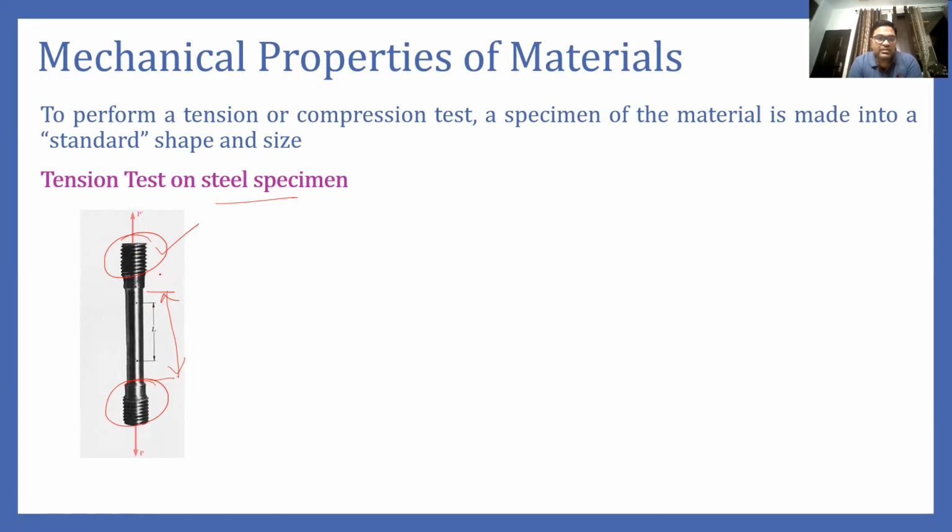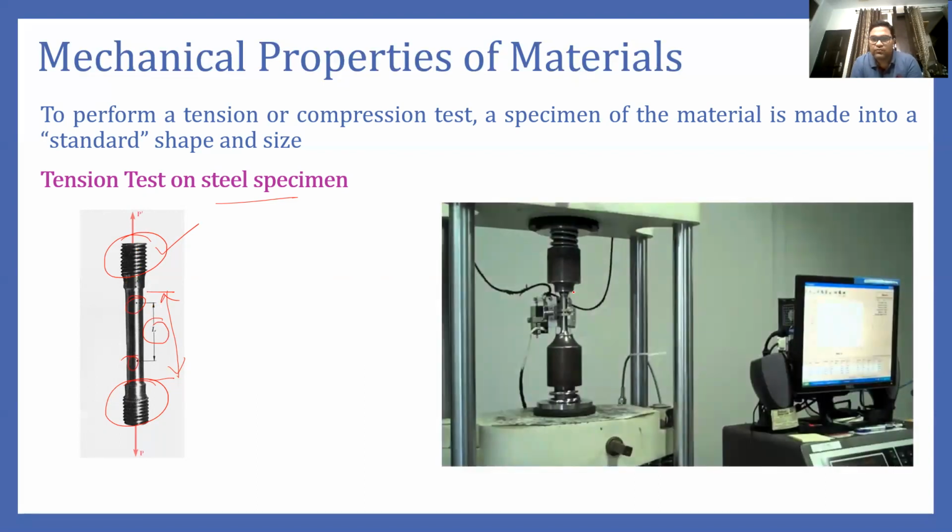Before conducting the test, sometimes we punch at some locations. Here you can see there are two punch marks. The distance between these two punch marks we will consider as the initial length of the specimen. After this, we fix the specimen in the machine, which is called the universal testing machine. So this is the machine, and this is the specimen which is fixed at both ends.